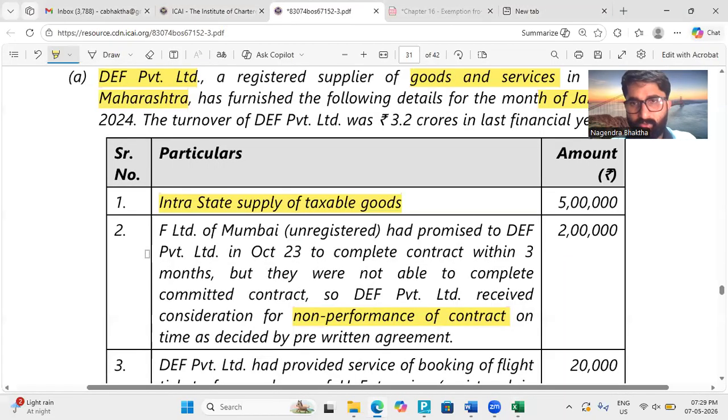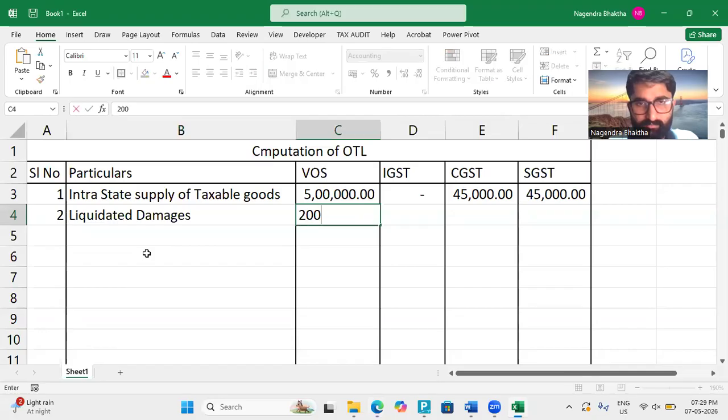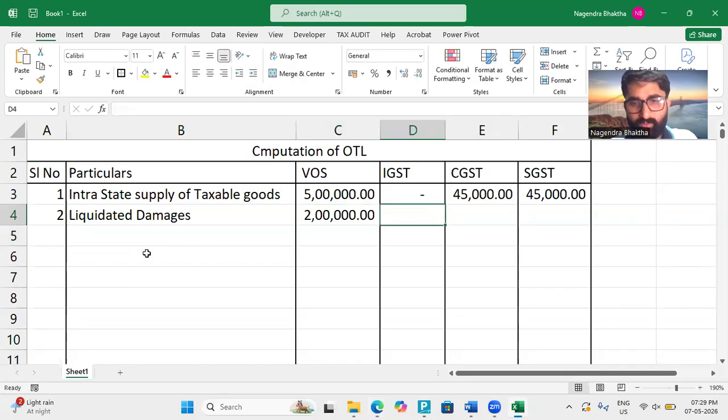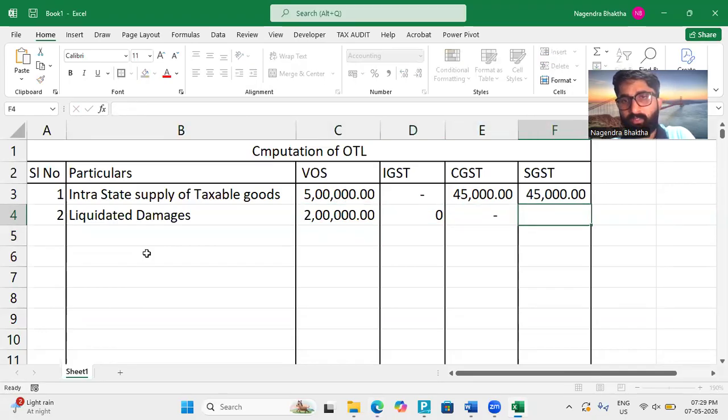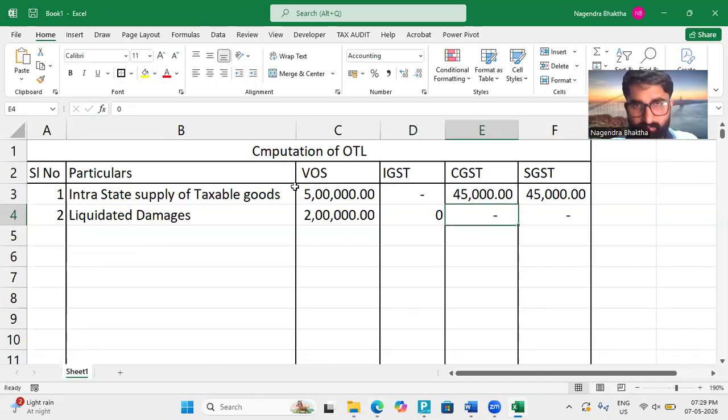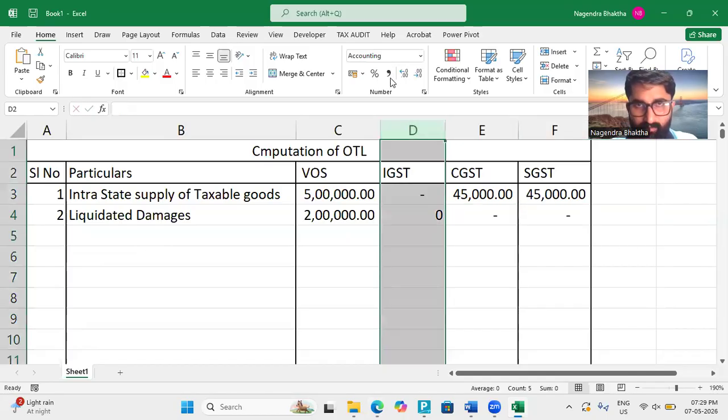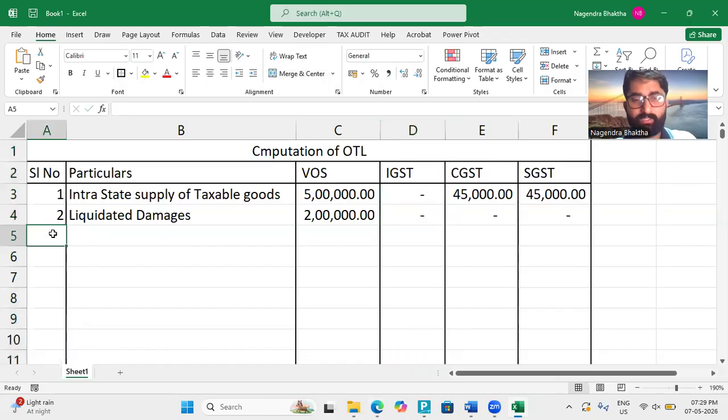What is the value? 2 lakh rupees. This is not taxable. Wait a second. Yep. This is not taxable. Liquidated damages.